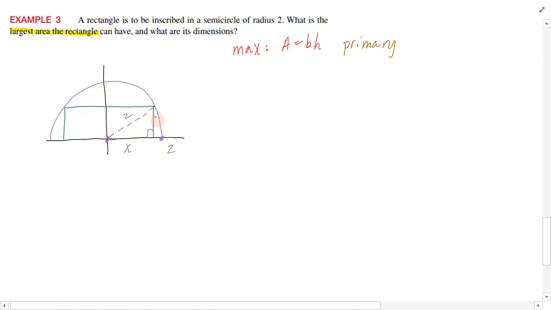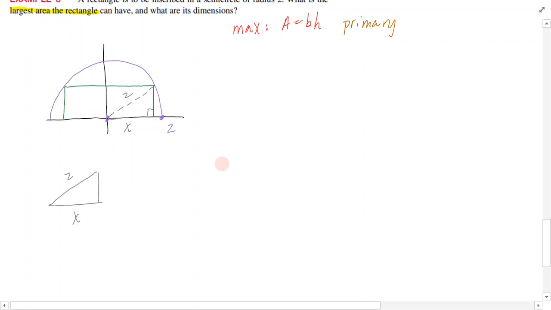Now if I want to know what this other leg is over here of this right triangle that I just drew, then I would be able to use Pythagorean's theorem. And I know it's a right triangle, by the way, because this is a rectangle and all corners of a rectangle meet at a right angle. So let's think about that for just a second. If I have this triangle that has a hypotenuse of 2 and a base here of x, I've got to figure out what this extra leg is here.